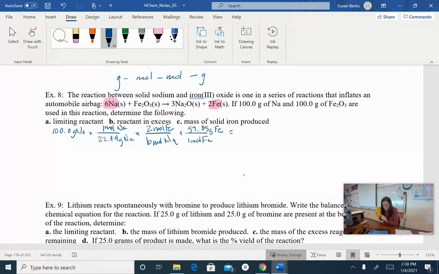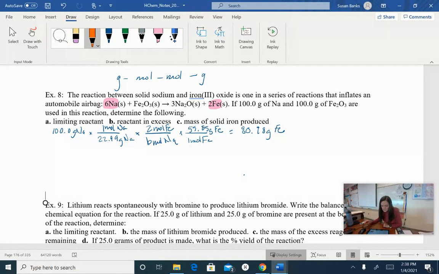So you're going to want your handy dandy calculator. So we're going to take 100 divided by 22.99 times 2 divided by 6 times 55.85. And we come out with 80.98 grams with our sig figs. 80.98 grams of iron are produced. Okay. Now, notice we have 4 sig figs here, so we're going to have 4 sig figs.